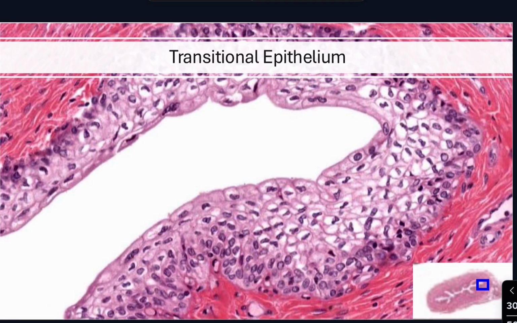This is going to be a lot more apparent in the bladder than it would be in the ureters, but it's still noticeable. If we have this stellate appearance in the lumen, it usually tends to mean that we're looking at something that's not totally full.